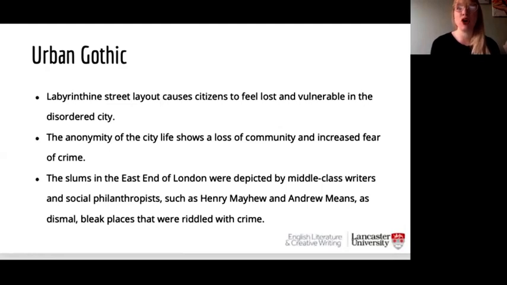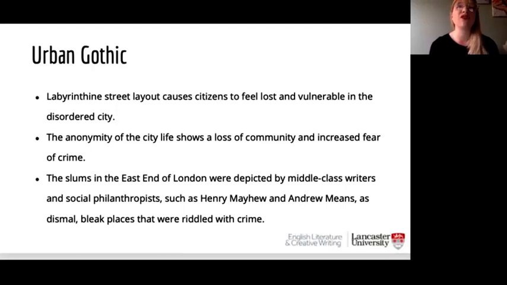And that again contributes to this idea of anonymity and the fact that the criminal could be anyone. There is more about this in a video entitled Representing Good and Evil by Professor Camilla Elliott as part of the Lancaster series, which I'd recommend listening to if you want to know more about that. And finally, we have the slums in the East End of London, which were depicted by middle-class writers and social philanthropists such as Henry Mayhew and Andrew Mearns as dismal, bleak places that were riddled with crime.